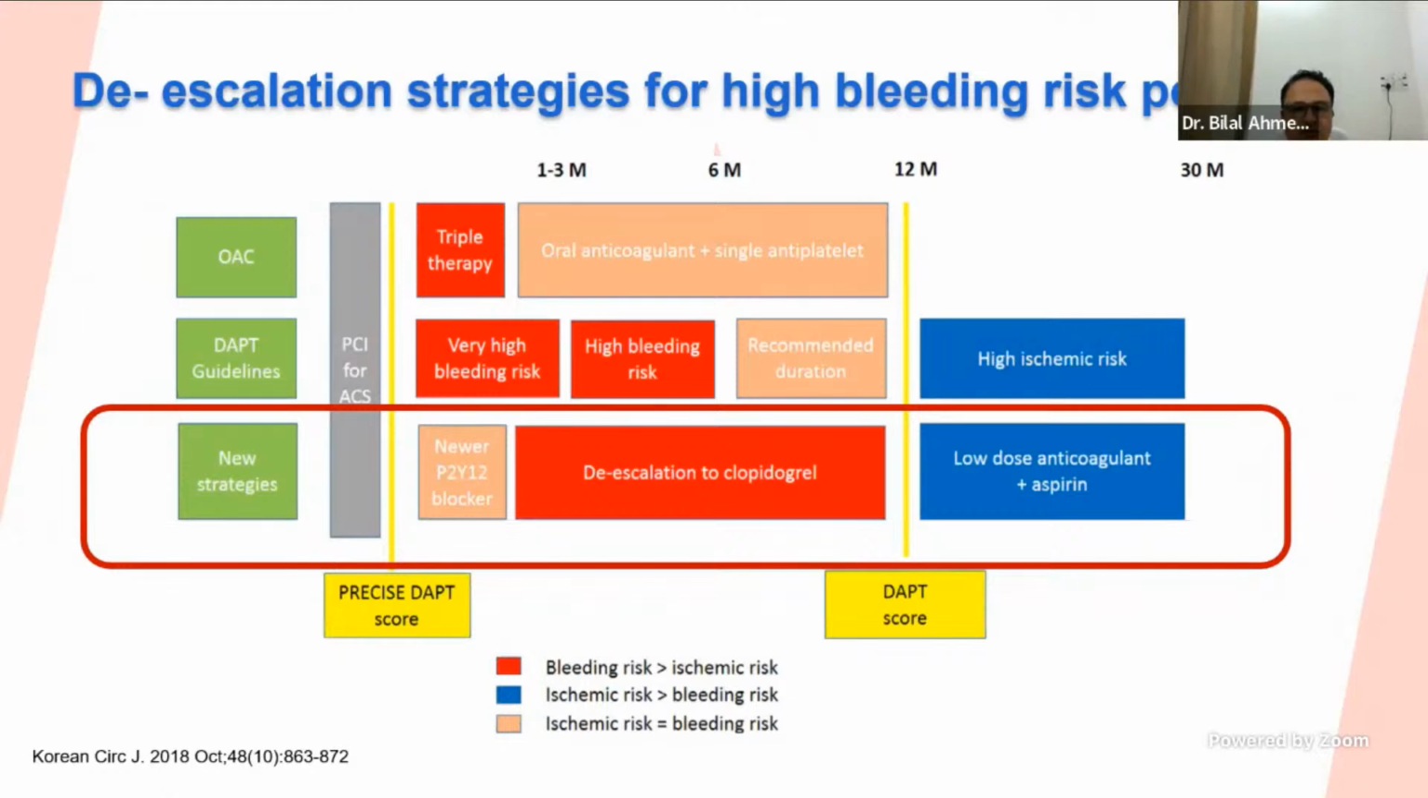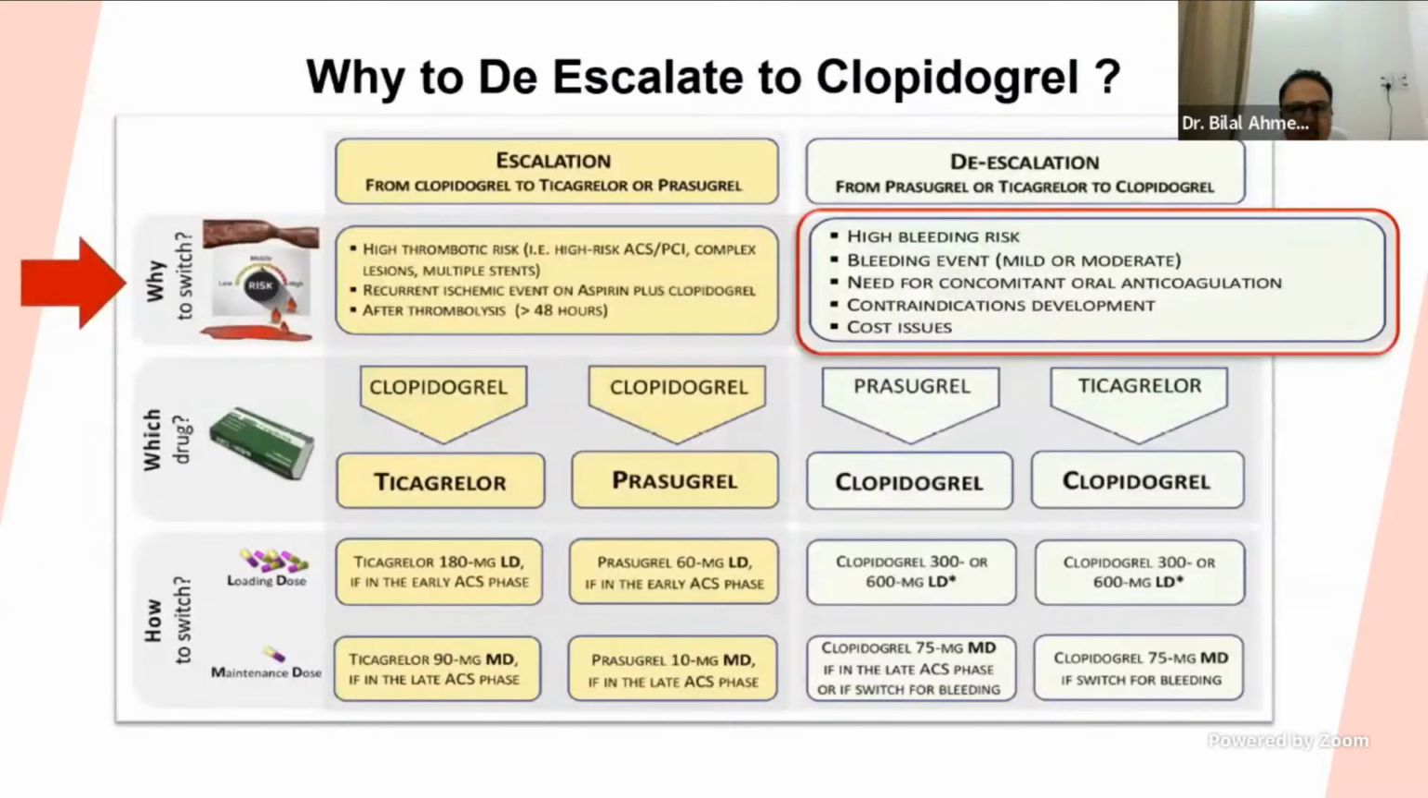Post PCI, with oral anticoagulant combination plus antiplatelet therapy, if there is a very high risk of bleeding, never give a P2Y12 inhibitor; we de-escalate to a single antiplatelet. With moderate risk, we can use it as a second antiplatelet. The only reason to de-escalate clopidogrel was a high risk of bleeding. Escalation of an antiplatelet needs a thrombotic event. If a patient on clopidogrel as a second antiplatelet has a thrombotic event, then change clopidogrel to ticagrelor or prasugrel.